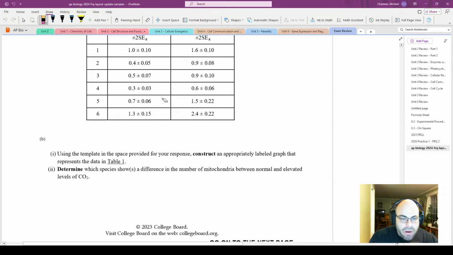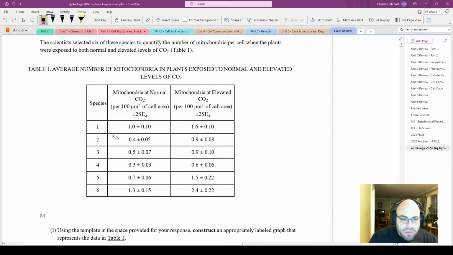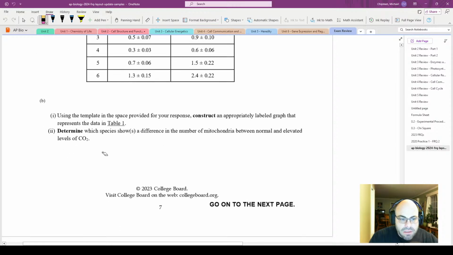So let's look at this. This is the constructor graph, so we're not going to do this. However, look at this thing. This would be a bar graph, right? Because it's categories, or it's comparing one species to the next. Determine which species shows a difference in the number of mitochondria between normal and elevated levels of CO2. You can't answer this question until you have the graph, and it's going to use the error bars, right?